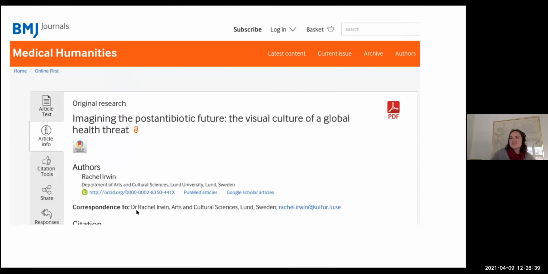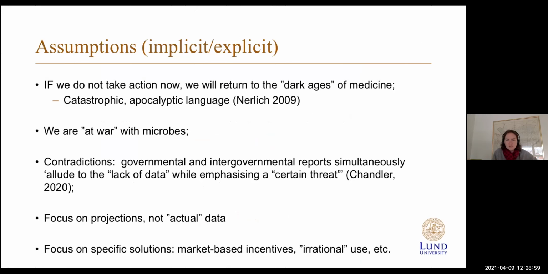So I'll go on, and this is an article that came out in Medical Humanities a couple of months ago. You can also have a look at this, but I'll go over the main points. I was interested in this idea of the post-antibiotic future, the visual culture of a global health threat, i.e. AMR. And I really looked primarily at popular culture.